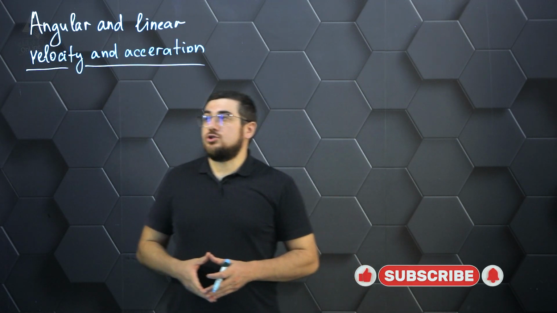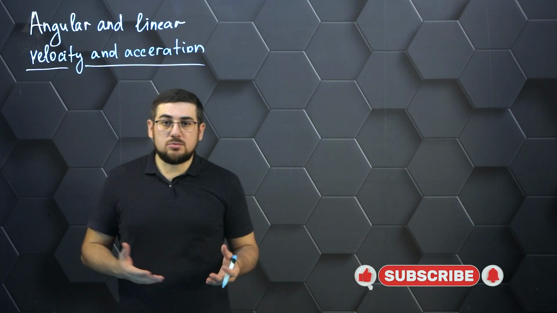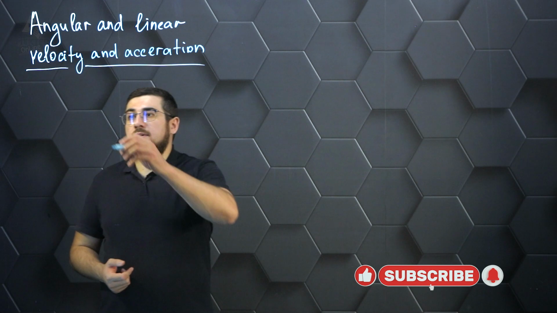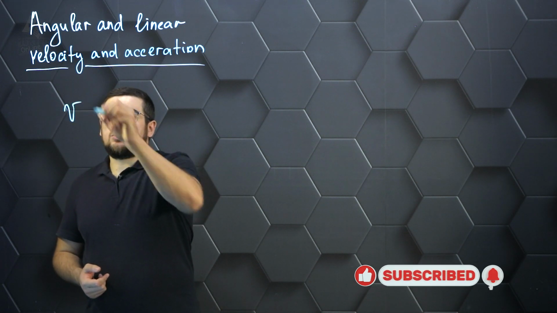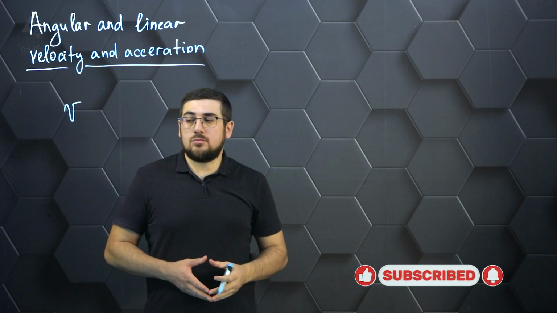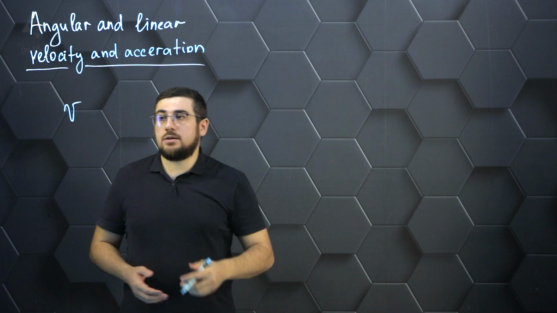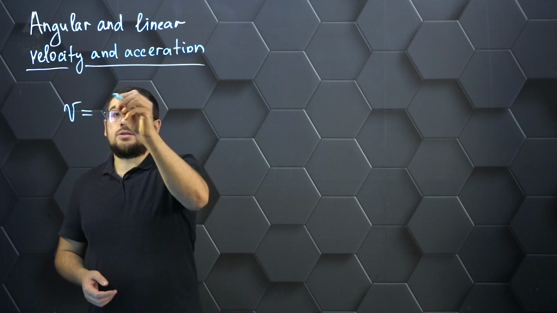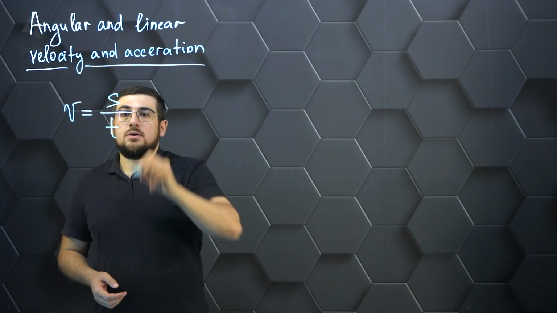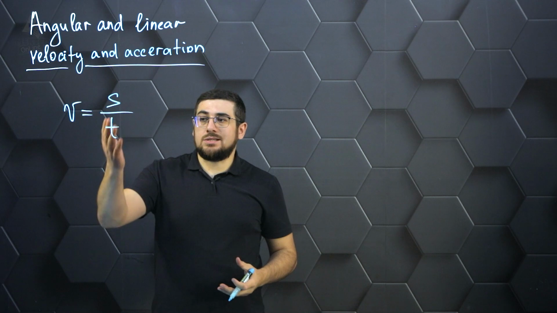Hello! Today we continue our study of rotational motion and talk about how angular and linear velocities and accelerations are related to each other. So let's start with velocities. First, let's remember that we have two types of velocity. The first is linear velocity, which describes the translational motion of the body, and as we remember, this is the ratio of the distance traveled to the amount of time it takes.